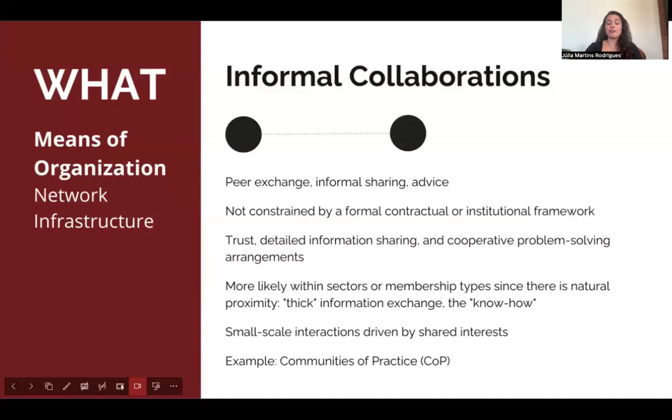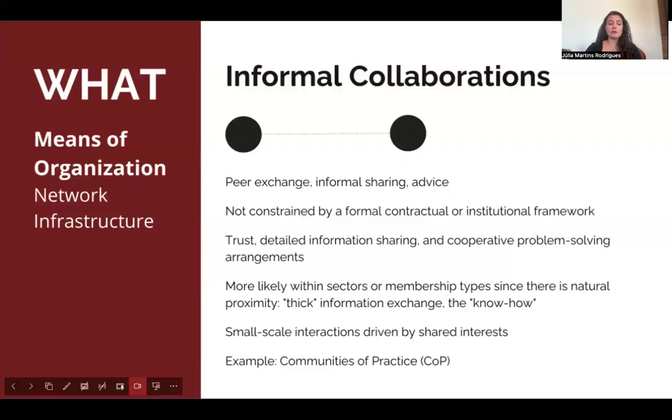Don't underestimate the value of informal collaborations in sparking the development of complex networks. We call them informal because they happen in a less structured way, usually outside of formal contracts or institutional frameworks. These collaborations are driven by shared interests among peers who engage in meaningful conversations and explore potential partnerships.